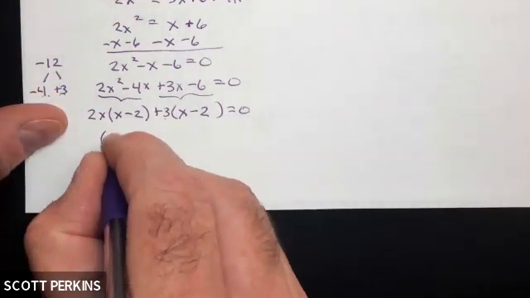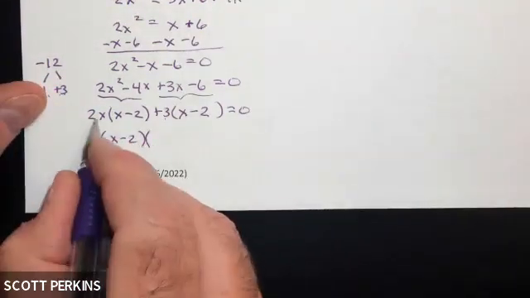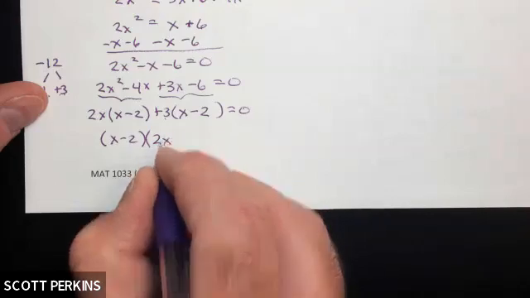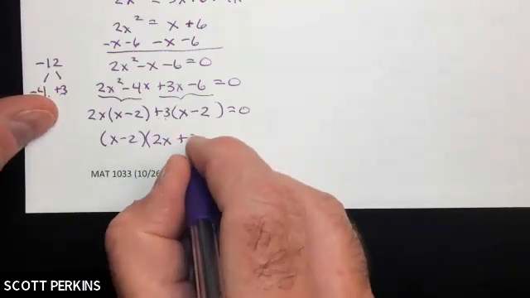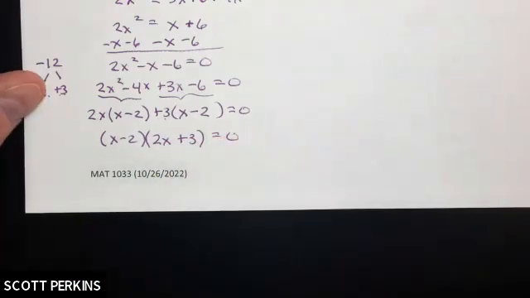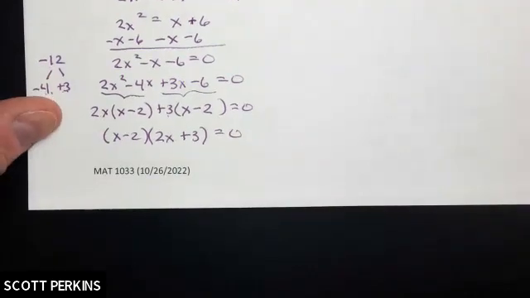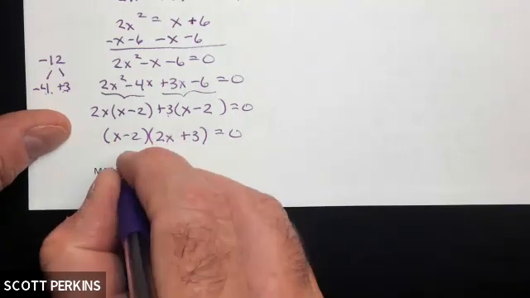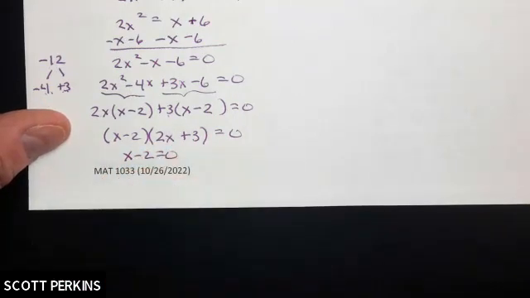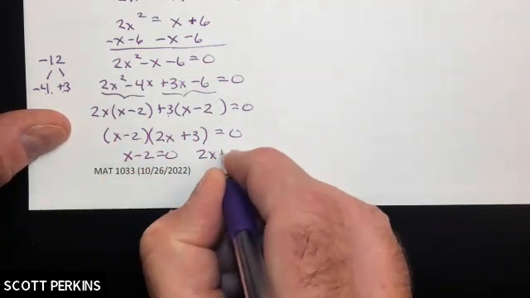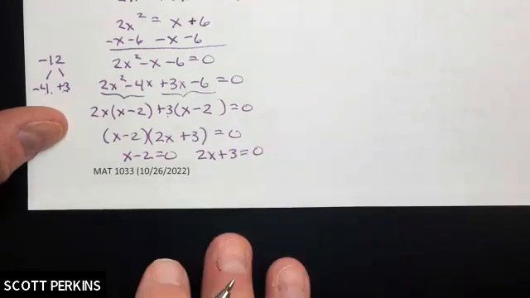So I'm going to factor that x minus 2 out. And then what's left from the first term is the 2x, from the second term, the plus 3. And that equals 0. And finally, at long last, after all this work, I'm ready to be done with the problem. My two factors: I've got x minus 2 equals 0, and then I've got 2x plus 3 equals 0.